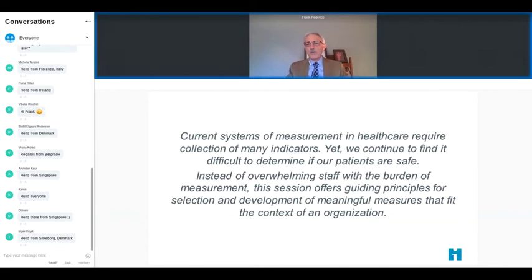Current systems of measurement in healthcare require lots of collection of data. Yet it's still difficult for us to determine whether or not we actually have safe systems, and that's a big challenge for us. So our thought was, could we find ways that instead of overwhelming staff with so much data collection, so many measures to then pick up and then analyze, that we could find a way to offer a streamlined opportunity to figure out which are the right measures that we need and how do we collect them quickly and easily.